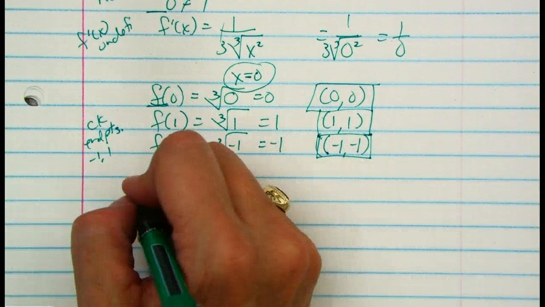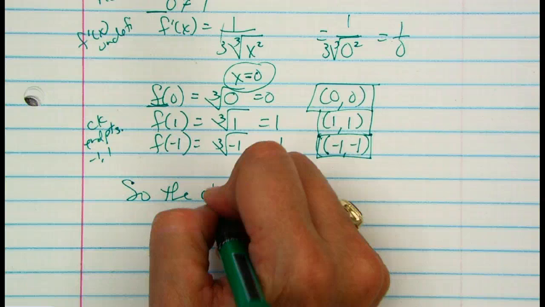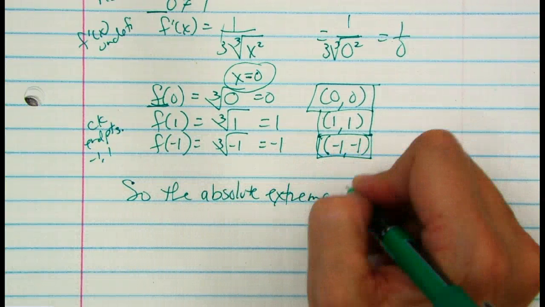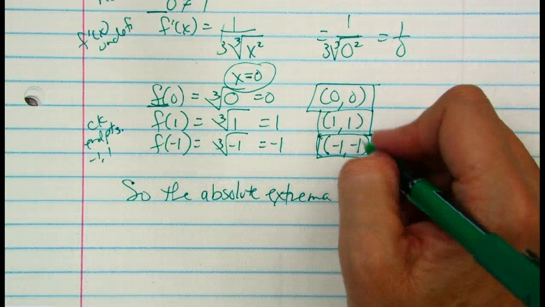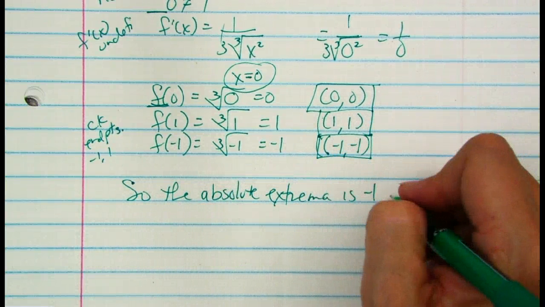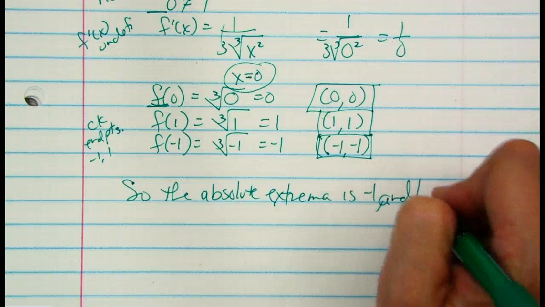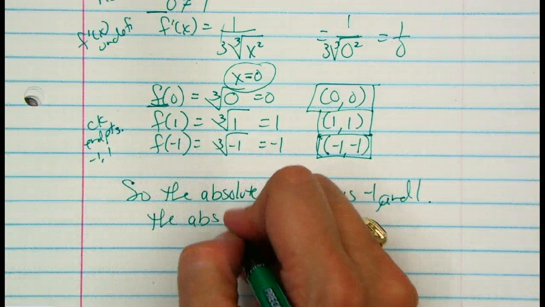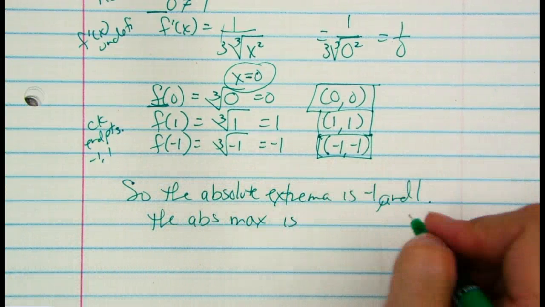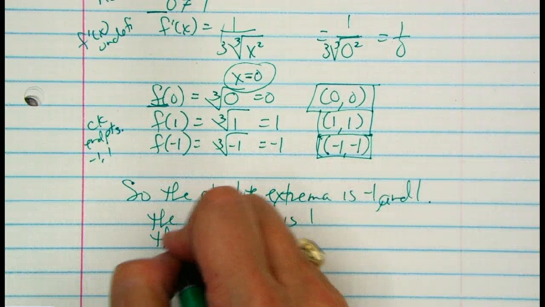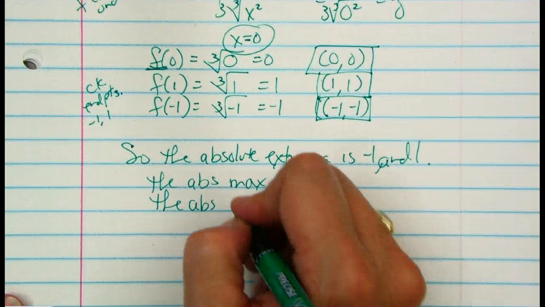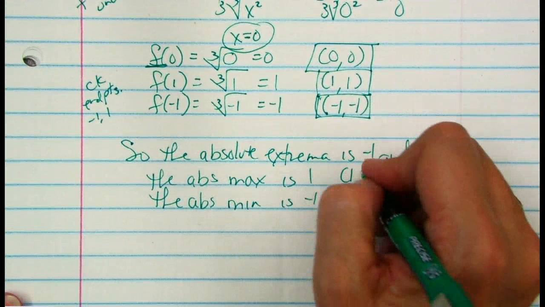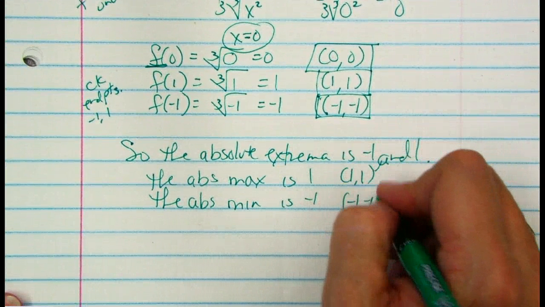So the absolute extrema are, let's see, what's the smallest value? -1. And what's the largest? 1, sorry. The absolute max is 1. The absolute min is -1, and I'll go ahead and just write the ordered pairs here. And I'm done.